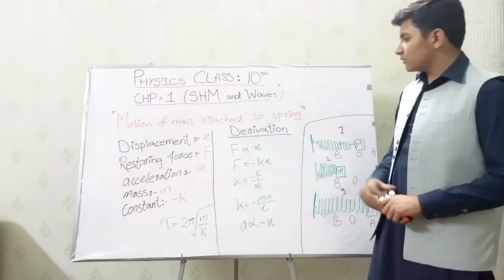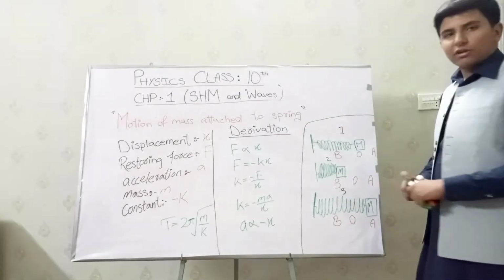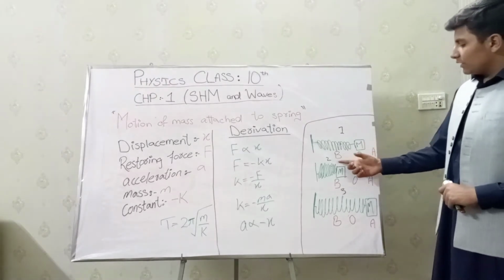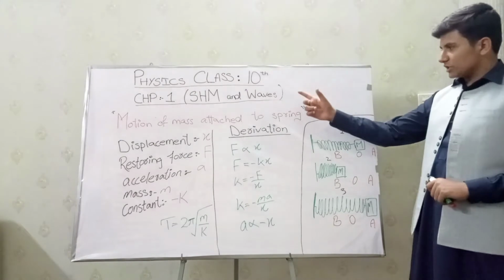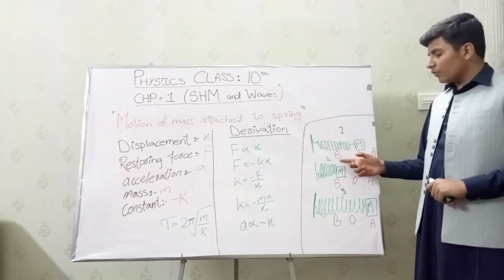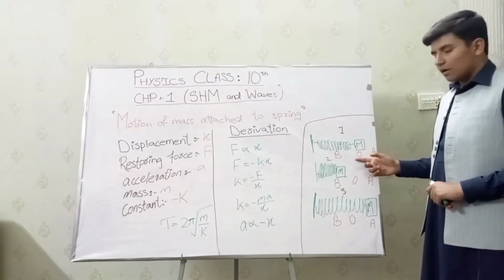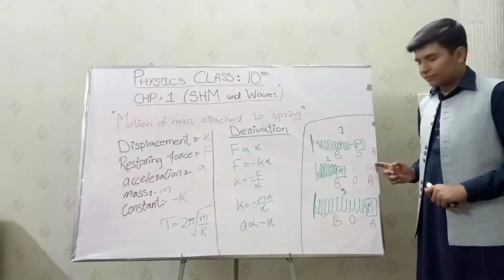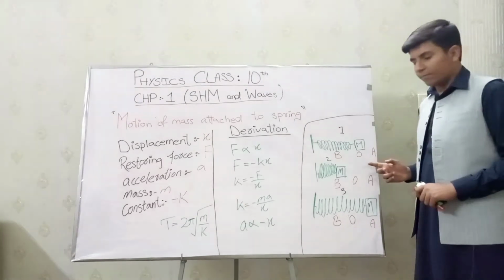It says that, and I'll be explaining it through these three diagrams. Number one, there are three positions of mass in this concept of mass attached to a spring. Number one is extreme position B. Number two is mean position O. And number three is extreme position A.